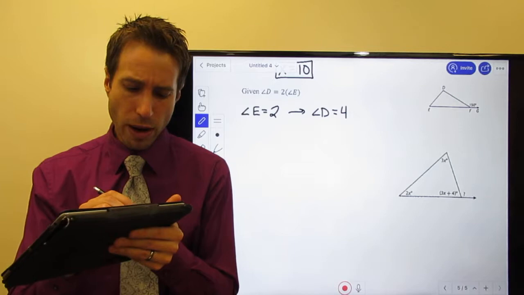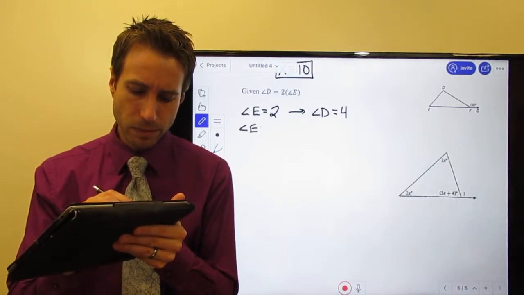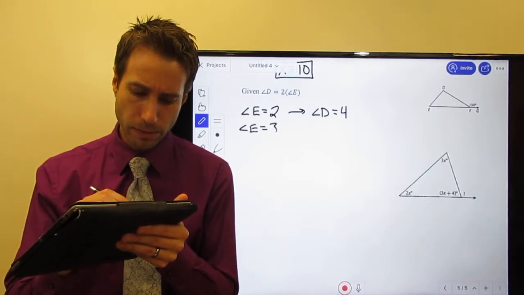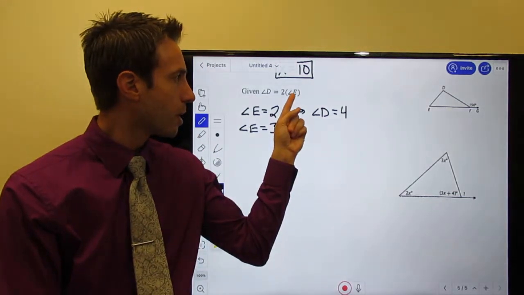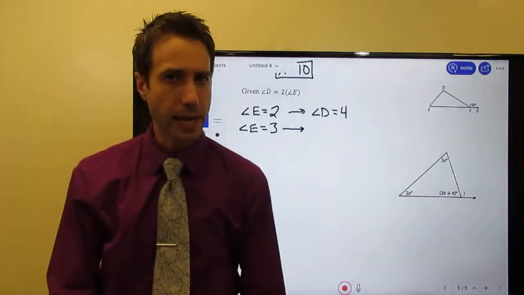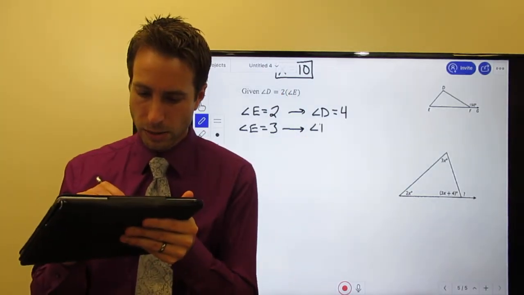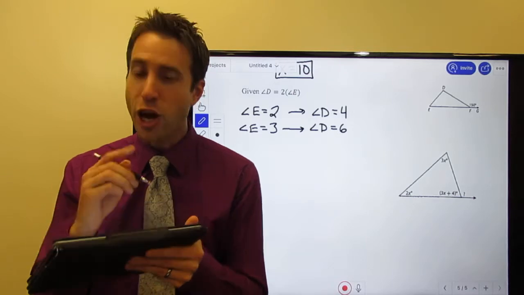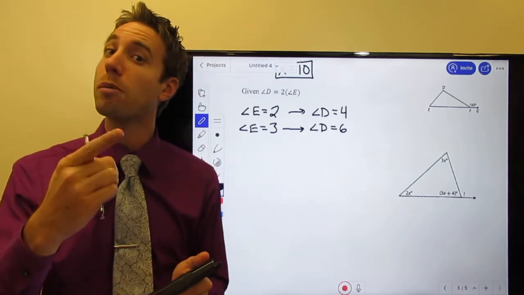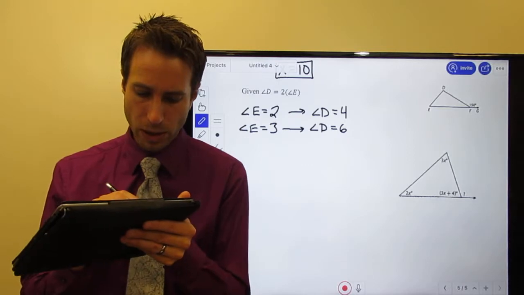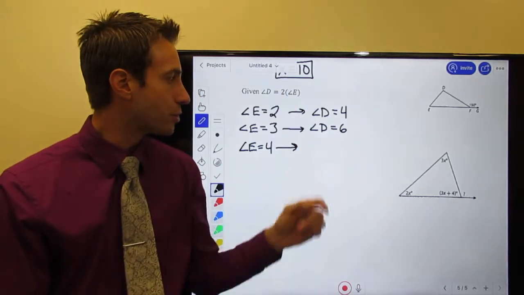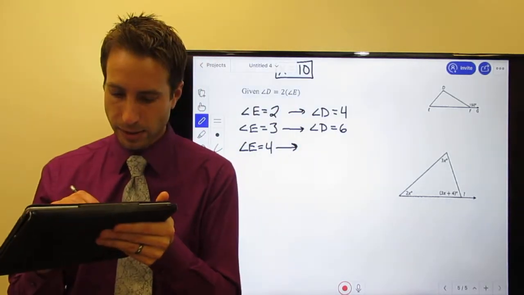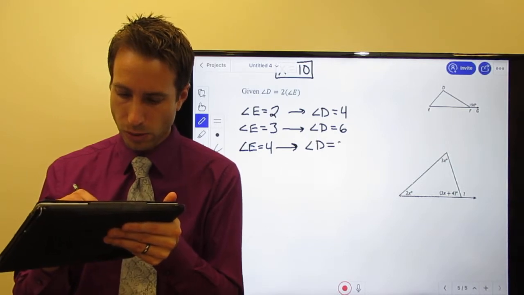Stick with me. What if E was equal to 3? Well, if E is equal to 3, plug it in. 3 times 2 is 6. So angle D would be equal to 6. You're probably seeing the pattern, but let me do one more just to make sure. What if angle E was equal to 4? Well, if I plug a 4 in here, 4 times 2 is 8. Angle D would be equal to 8.